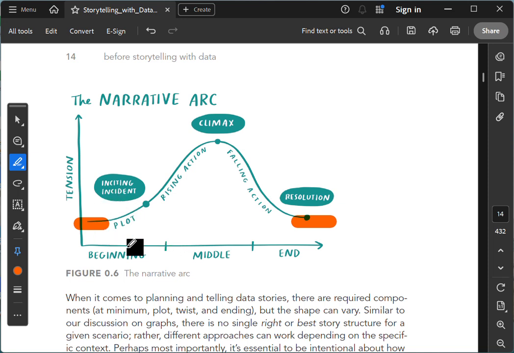So, first of all, we start with the plot. The plot is simply answering what is happening. Where are we today? What's the current state?